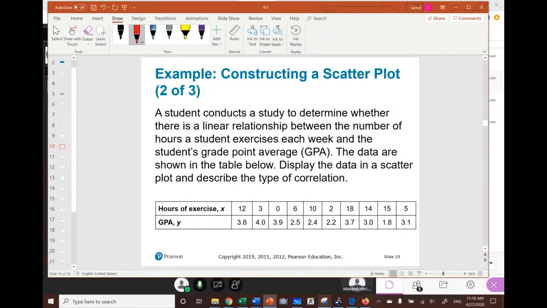Here's another example. In this example, it talks about two things. Do you think, and I can ask you this question, do you think there is a relationship between the hours of exercise and GPA? Do you think people who work out a lot tend to do better than people who don't work out a lot? Because we see this all the time. There are people who think there is a strong relationship between sports and GPA.